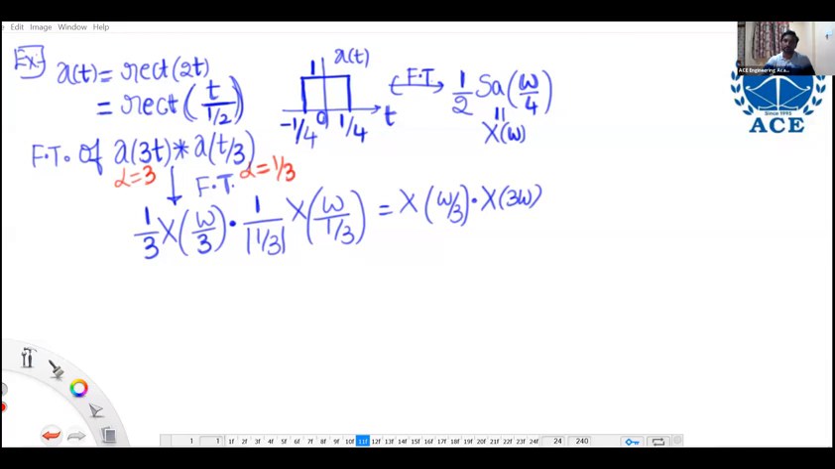Good. The time reversal property and time scaling property we have discussed till now.